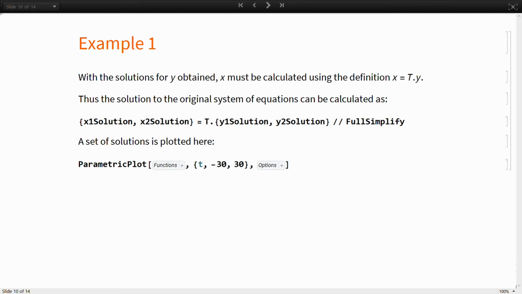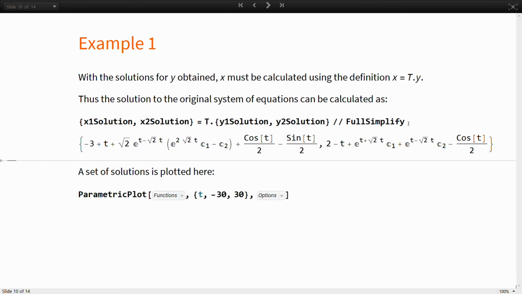The solution to the system of non-homogeneous differential equations is given by the x-vector, which is related to the y-vector through the T matrix. Multiplying the y-vector by the T matrix gives the x-vector, and thus the solution to the system of differential equations. Using ParametricPlot, we can visualize the path of the solutions for various combinations of the coefficients.